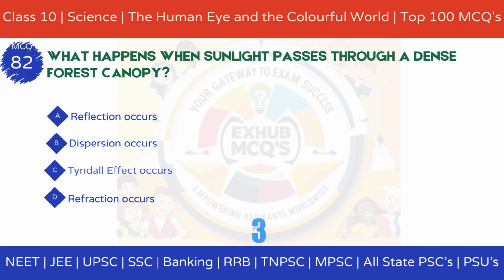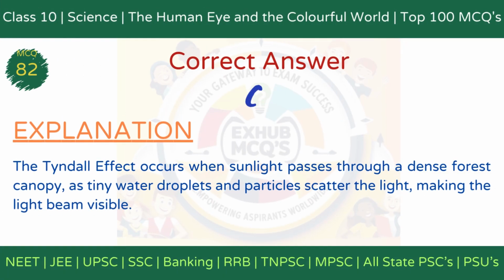The correct answer is option C, Tyndall effect occurs. Explanation. The Tyndall effect occurs when sunlight passes through a dense forest canopy. Tiny water droplets and particles scatter the light, making the beam of sunlight visible to the human eye.